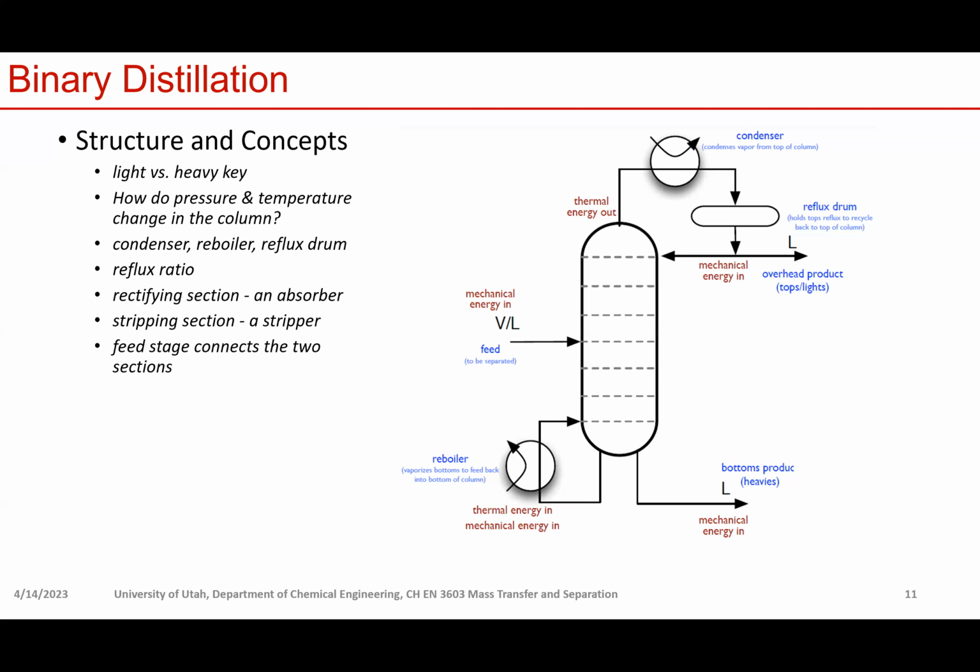Right, so we introduce the condenser, the boiler, the reflux stream, and the reflux ratio. Then in this tower, we have the rectifying section, which functions like an absorber, the stripping section, which functions like a stripper, and we have a feed stage that connects these two sections. The feed stage is like a single stage flash process.